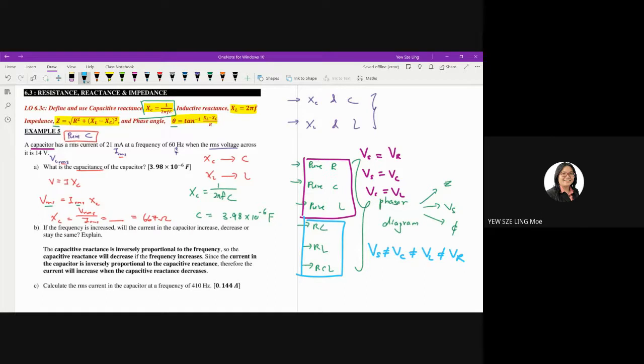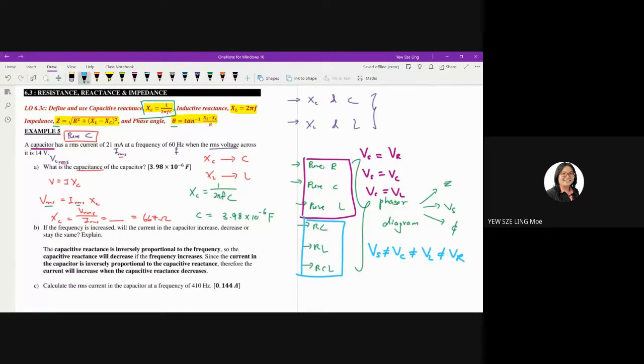Kalau kamu tak identify, then Anda akan keliru, especially when it comes to V source. Okay, sometimes questions will give you V source. So whether V source can be used to calculate XC, XL, R or not, it all depends on the type of the circuit that you're looking at.